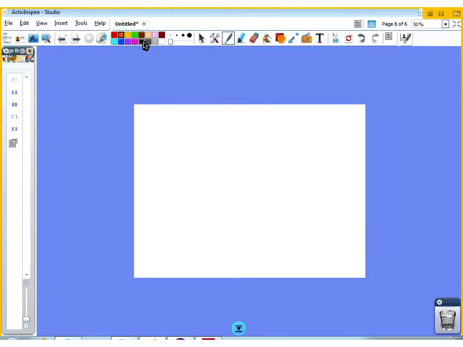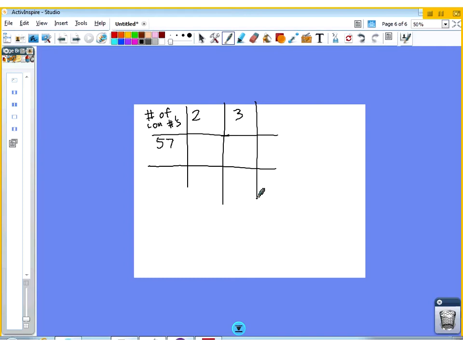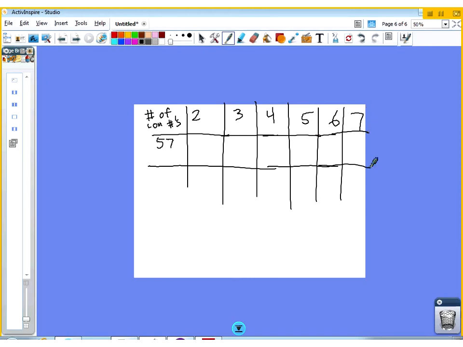So 57. 2. So this is the number of consecutive numbers. Can you write 57 as the sum of 2 consecutive numbers, 3 consecutive numbers, 4 consecutive numbers, 5, 6, 7, etc.? So predict. Can you write 57 as the sum of 2 consecutive numbers? Yes.